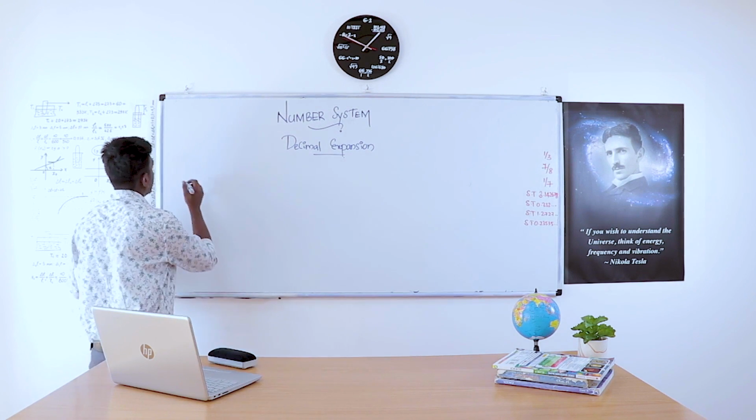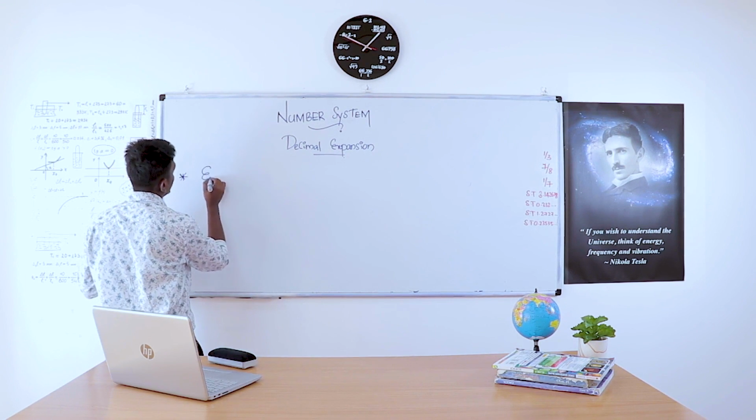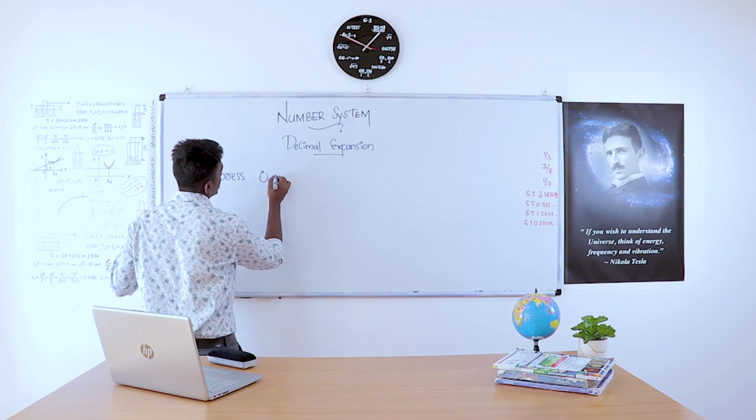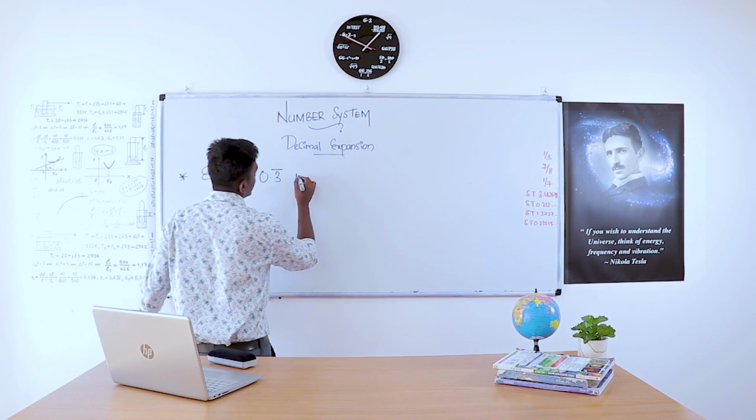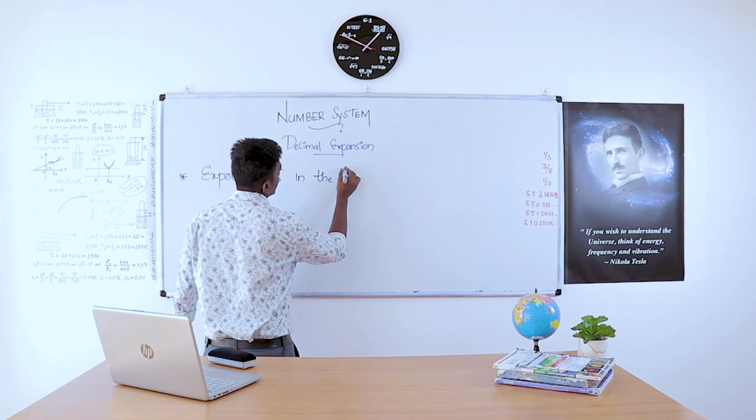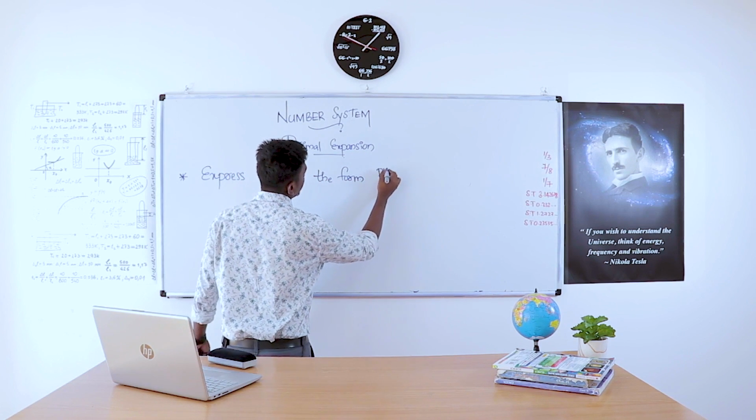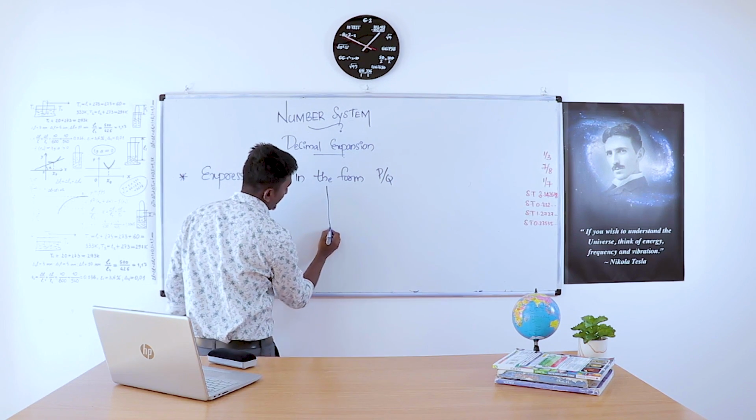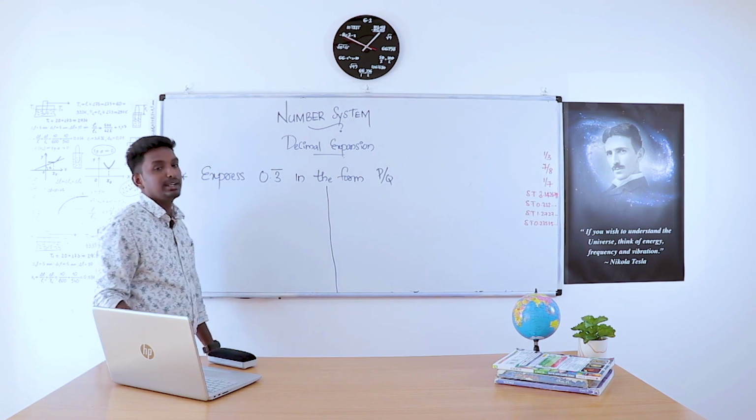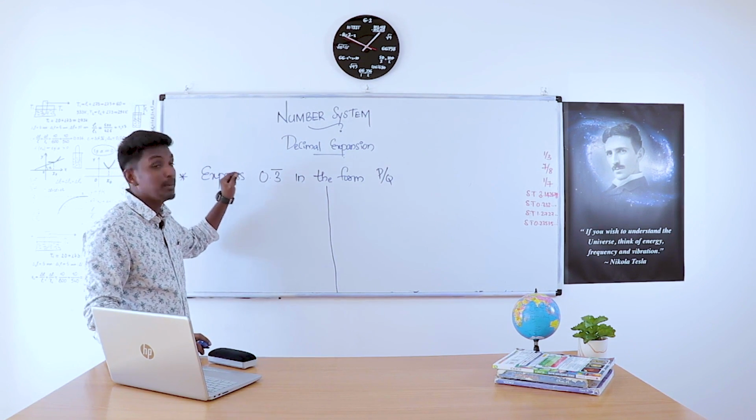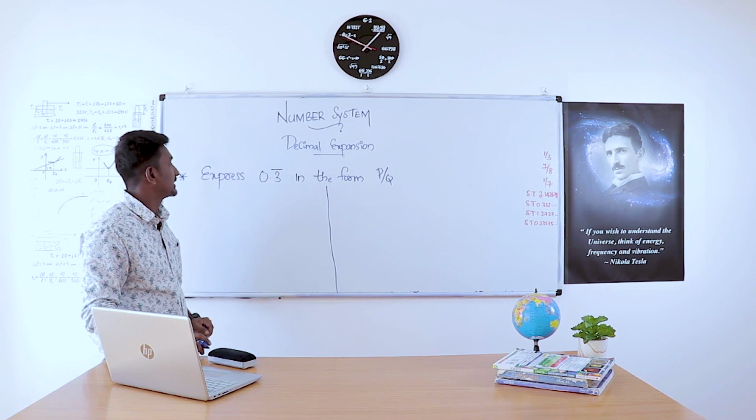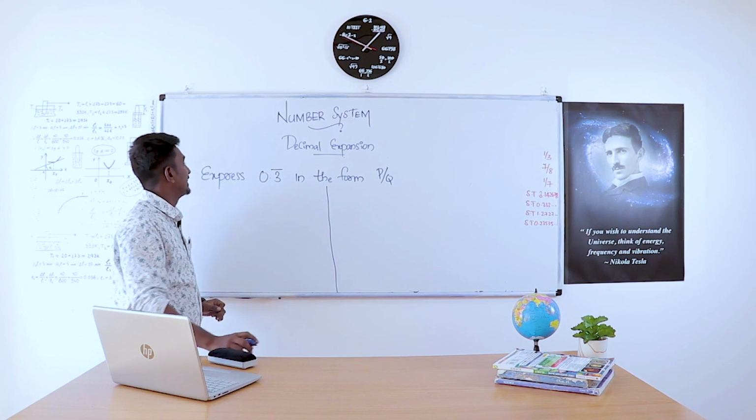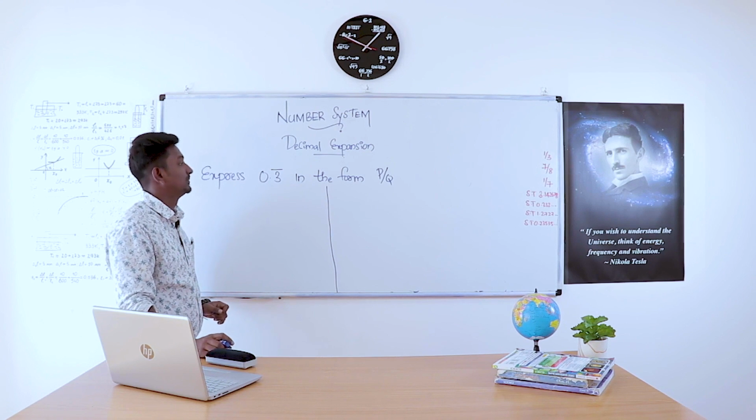Now, next question is: express 0.3 bar in the form P by Q. This is a confusing question. Listen carefully. We want to express 0.3 bar in the form P by Q. That is, 0.3 bar can be expressed in rational form. How will we express this in the P by Q form or rational form?